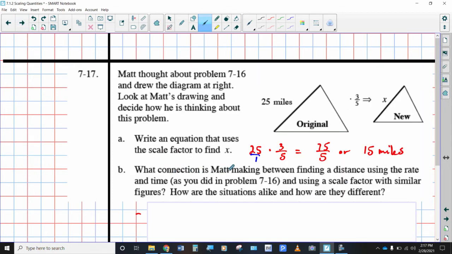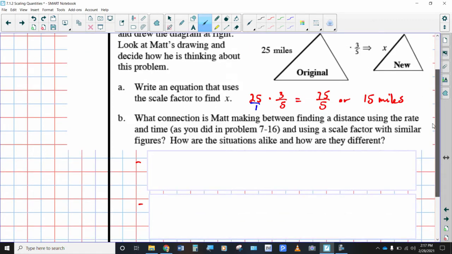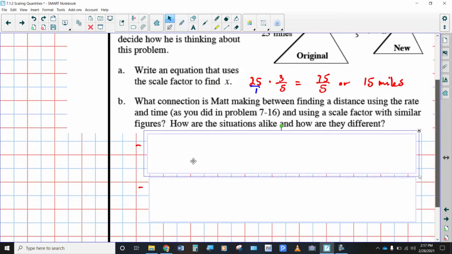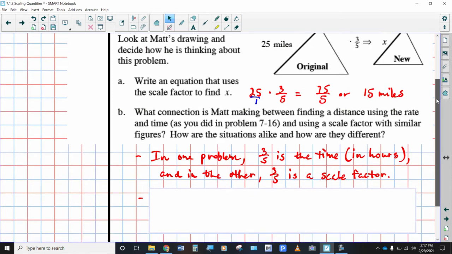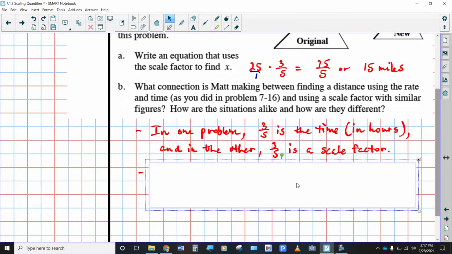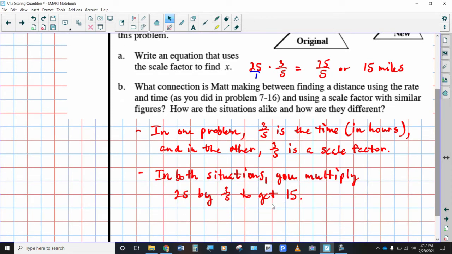So this last part, what connection is Matt making between finding a distance using a rate and time and using a scale factor with similar figures? Well, I guess one thing we could say is in one problem, the 3/5 represented the amount of time in hours, while in the other one, the 3/5 was still a number being used as a multiplier, but it is represented as a scale factor between two similar shapes. But what they have in common is that in both situations, if you multiply 25 times 3/5, you are going to get the correct answer, which is 15.